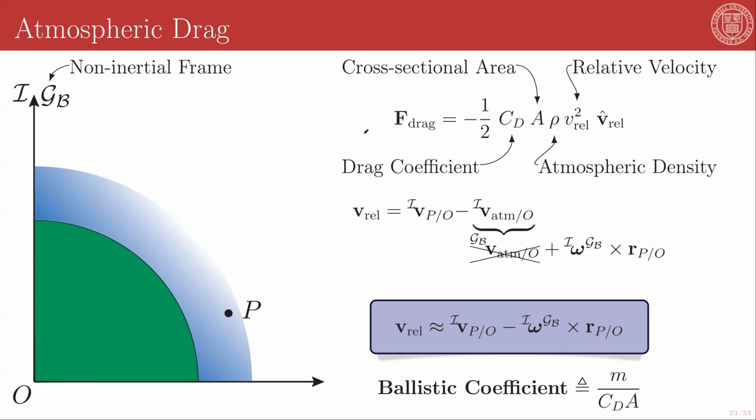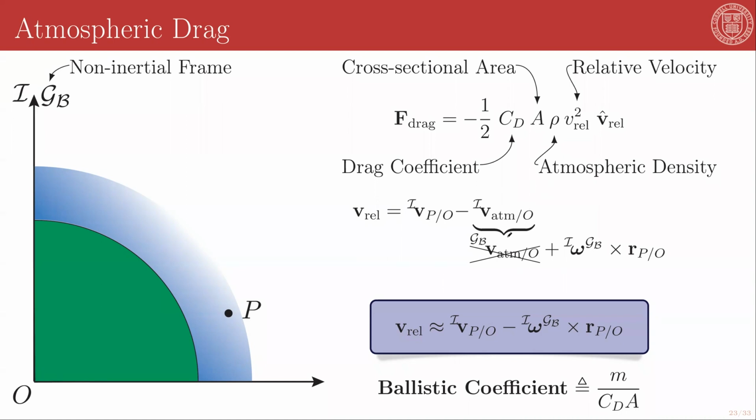The drag force on the spacecraft due to the atmosphere is given by -1/2 times the drag coefficient, which is determined by the shape of the body, the cross-sectional area, so the area presented by the body to the atmosphere that it's in, the atmospheric density, and we'll have a lot more to say about how we model atmospheric density later, all this times the square of the relative velocity of the spacecraft to the atmosphere in the direction of that relative velocity. The relative velocity is the inertial velocity of the spacecraft with respect to the center of that central body minus the inertial velocity of the atmosphere with respect to the center of that central body.